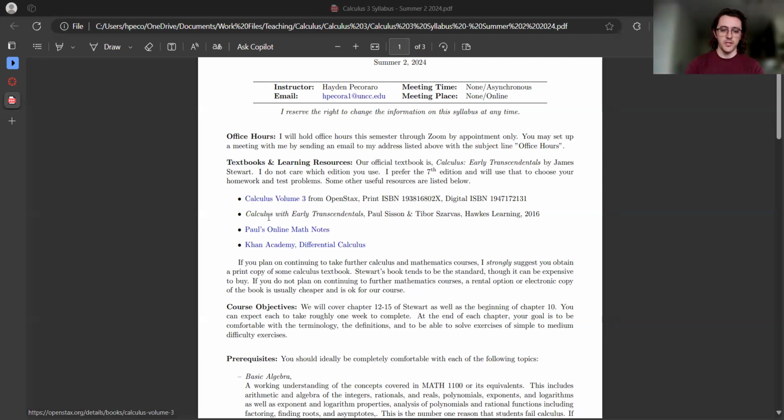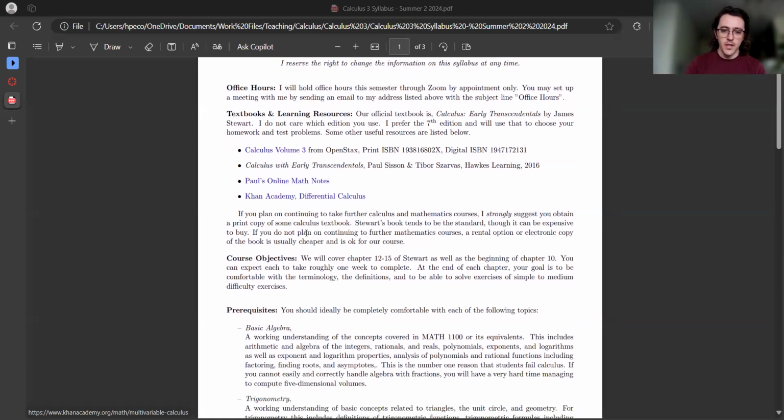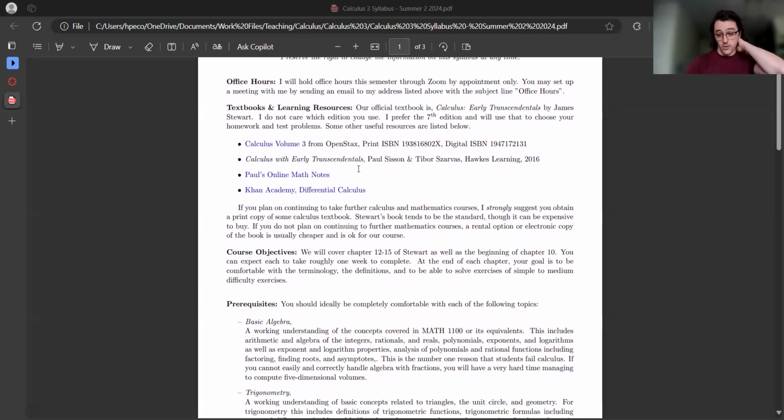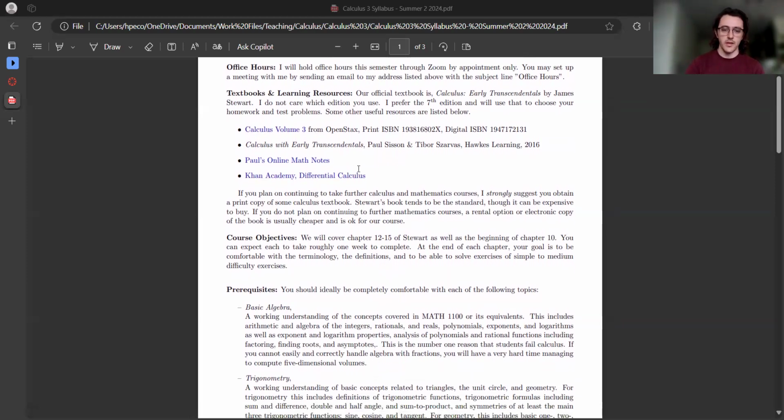These are some other options for you to go through. The OpenStax textbook is pretty good. Paul's Online Math Notes also has lots of good examples. Khan is pretty standard. Oop, that should not be the differential calculus one. I might have to modify that. And that's it for our textbooks and learning resources. At the bottom of this syllabus, you also have the MLC, the Math Learning Center available. If you're ever on campus, you can go in. They also have drop-in online tutoring services.